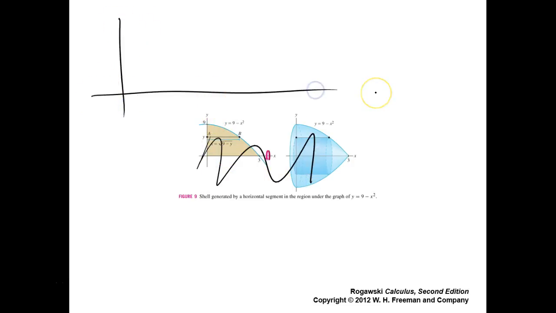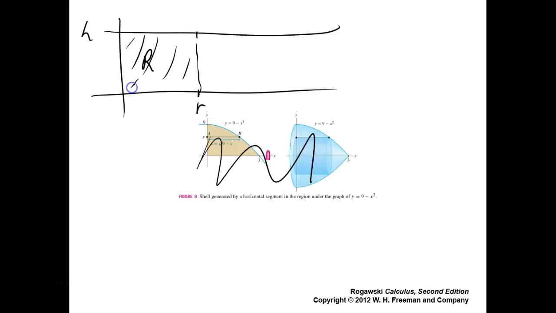Here's your graph. Consider the region R under the graph of a constant function f of x equal h. There's your constant function f of x equal h, over the interval from 0 to little r. So this is what we're looking at. That is your region R under the graph, f of x equal h, from 0 to r. This is the region that we're interested in.